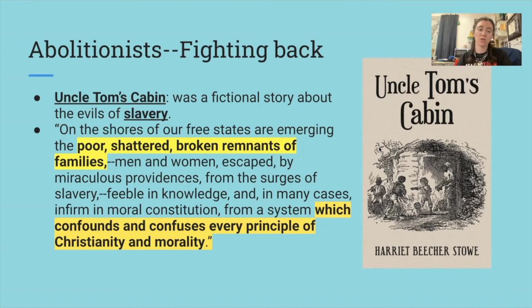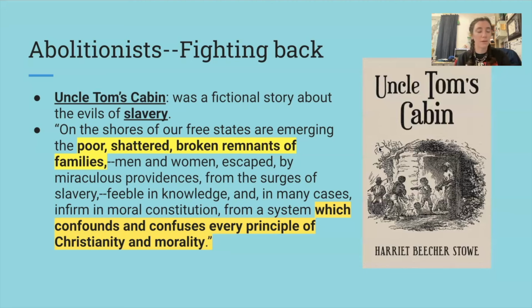It says, "On the shores of our free states are emerging the poor, shattered, broken remnants of families. Men and women escaped by miraculous providences from the surges of slavery, feeble in knowledge and in many cases infirm in moral constitution, from a system which confounds and confuses every principle of Christianity and morality."